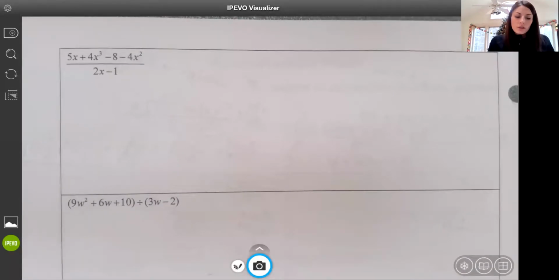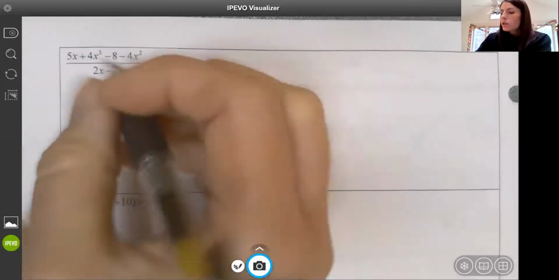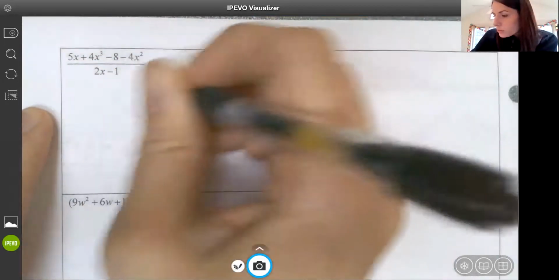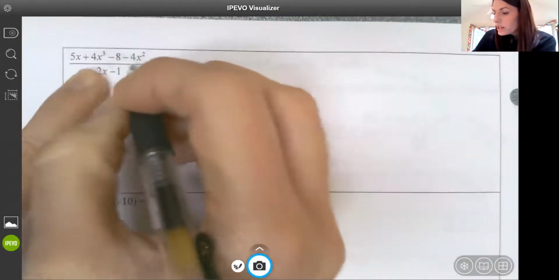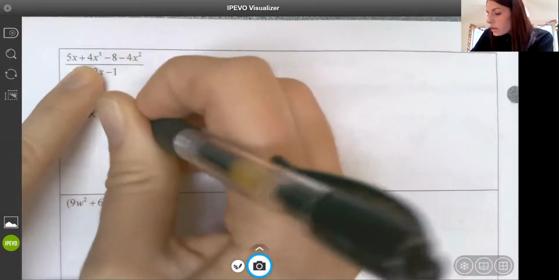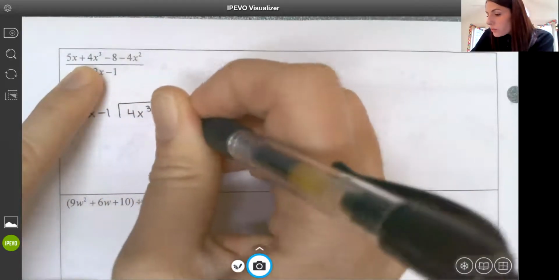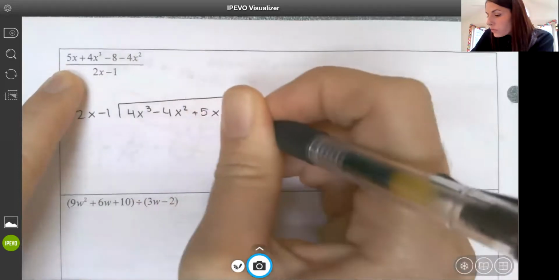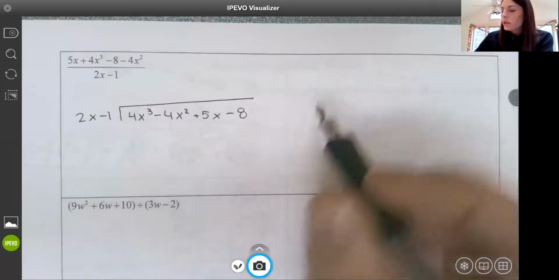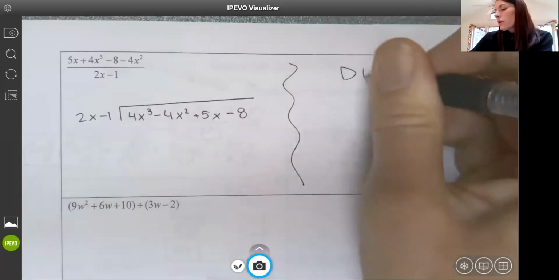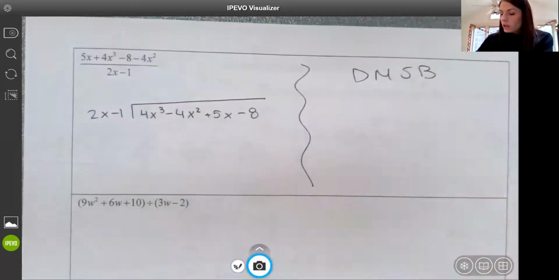On this next one, an important piece we want to point out is that we need our divisor and what we're dividing into to be in standard form. So here's my divisor, 2x subtract 1. That's in standard form. Now this is not, so I'm going to rewrite it, largest exponent first. So always keeping it in standard form. And divide, multiply, subtract, bring down.